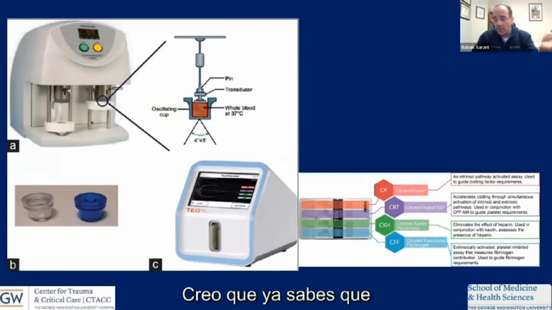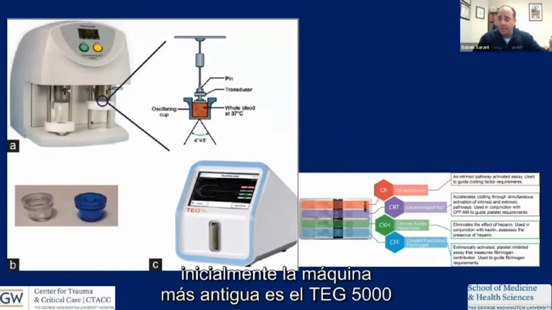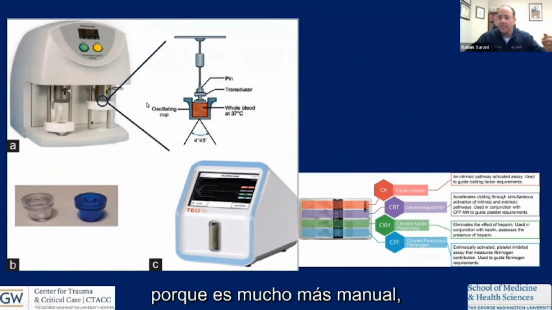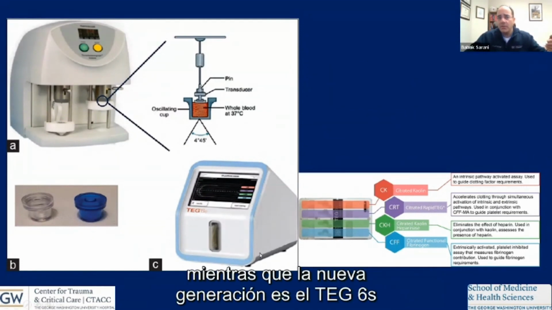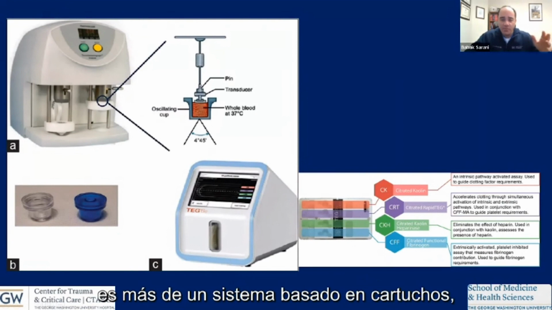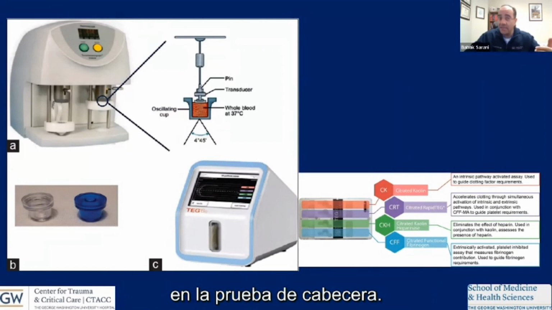I think you already know that TEG has been around for a very long time. Initially, the older machine is the TEG 5000. That's the one you see in the upper left-hand side. A little bit easier to understand because it's much more manual. Whereas the newer generation is the TEG 6S. A little bit more difficult to understand, almost like magic, I think. It's more of a cartridge-based system, but it's much less manual. It's almost like an automatic point of care at the bedside test. So let's talk about how this thing is even done.